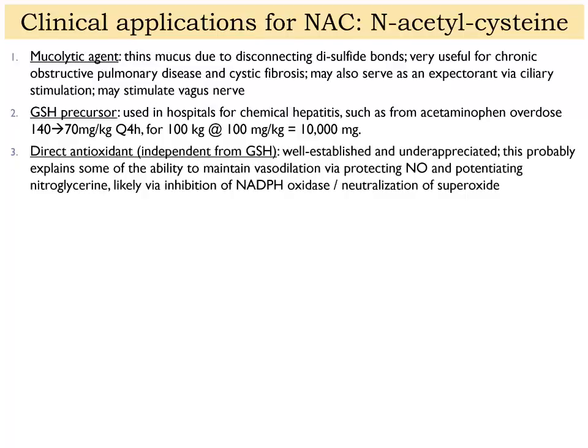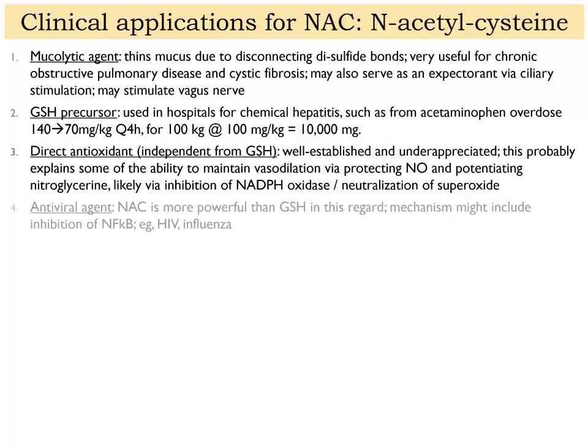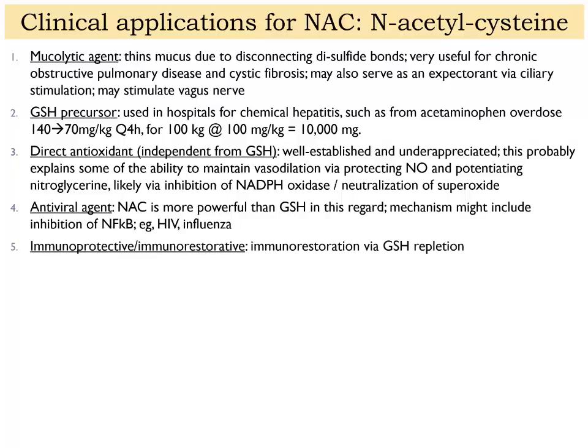Tylenol or acetaminophen overdoses, of course, are the classic example. NAC is a direct antioxidant independent from its ability to form the more potent antioxidant glutathione. NAC is also an antiviral agent. It's immunoprotective or immunorestorative. For example, if you look at patients with HIV, they usually have glutathione and cysteine deficiency. When they receive NAC, they experience some degree of immunorestoration, as I call it, through the provision of cysteine generally, but specifically the increased production of glutathione.